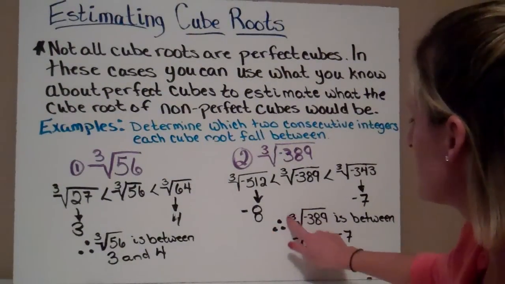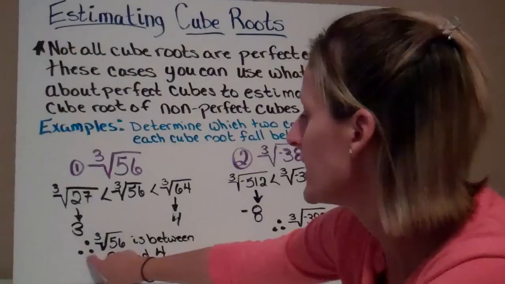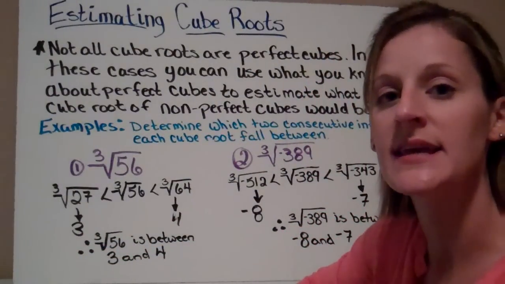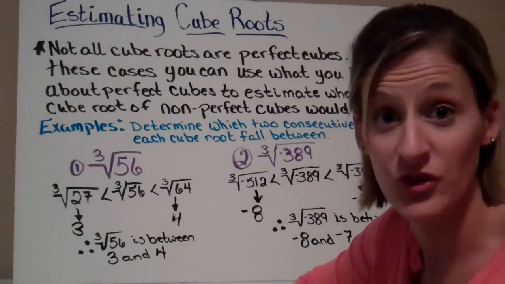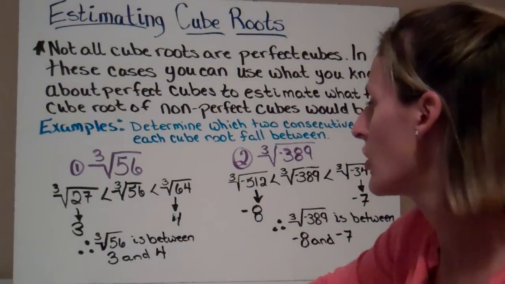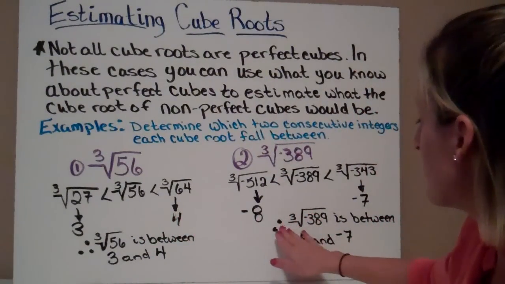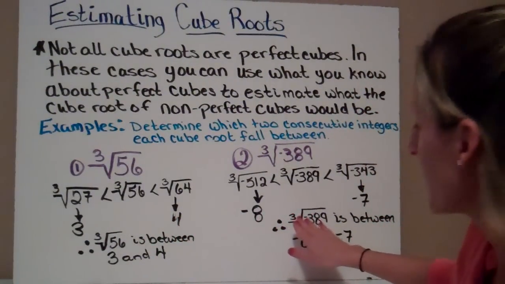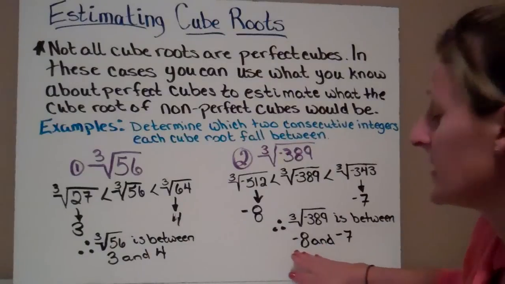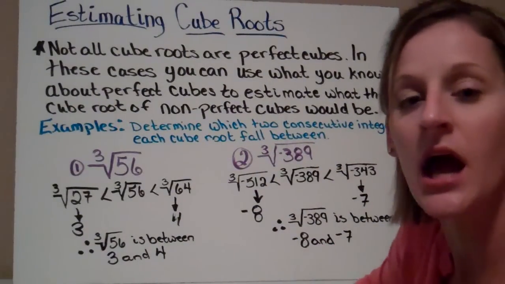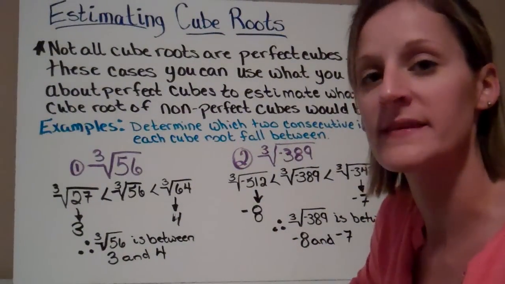Now notice these 3 dots that I have right here in a little triangle. You'll see it in some videos in the future. This means therefore. So when I say therefore, the cube root of negative 389 is between negative 8 and negative 7. It's kind of like stating your solution. This is the answer.